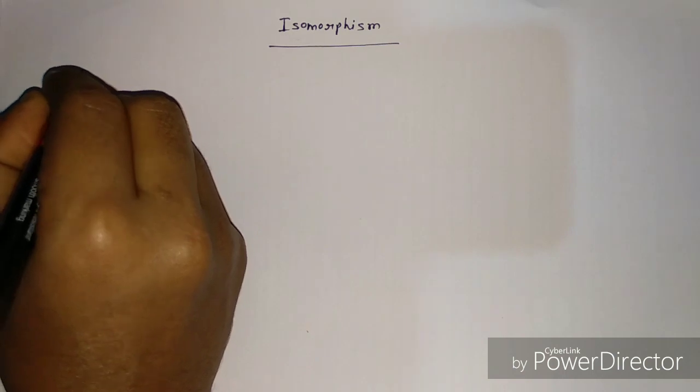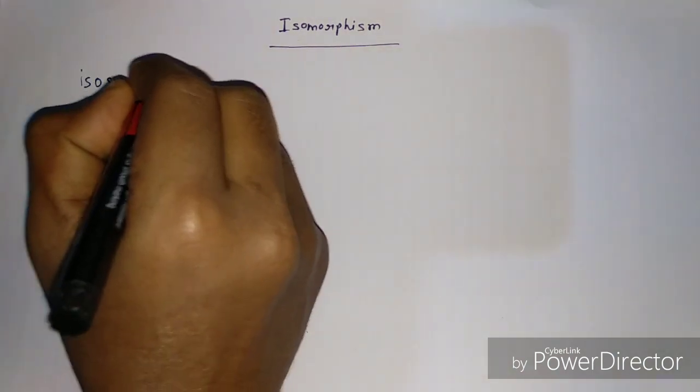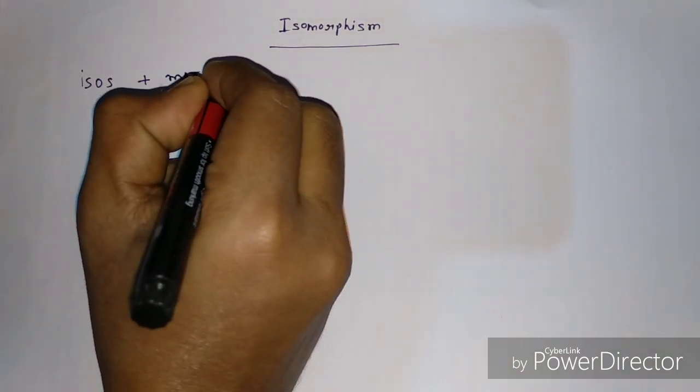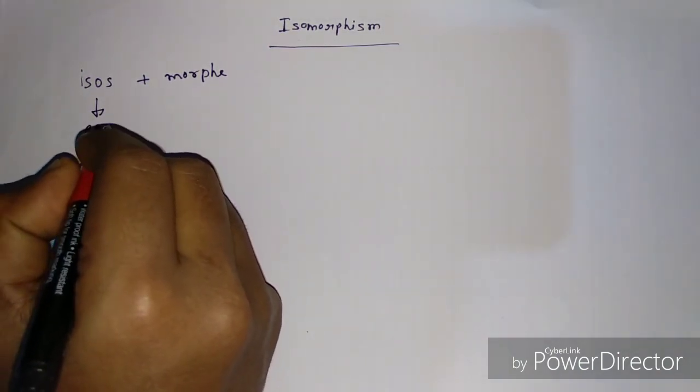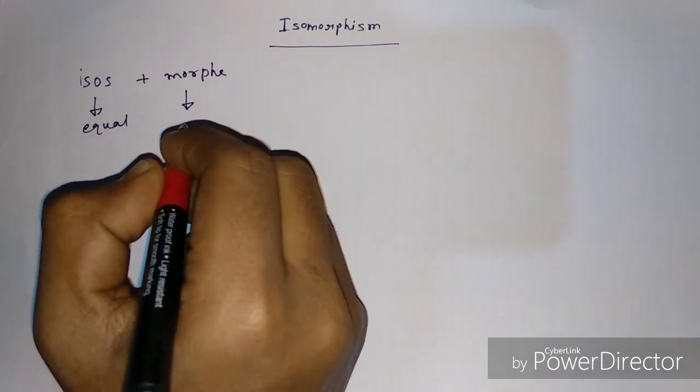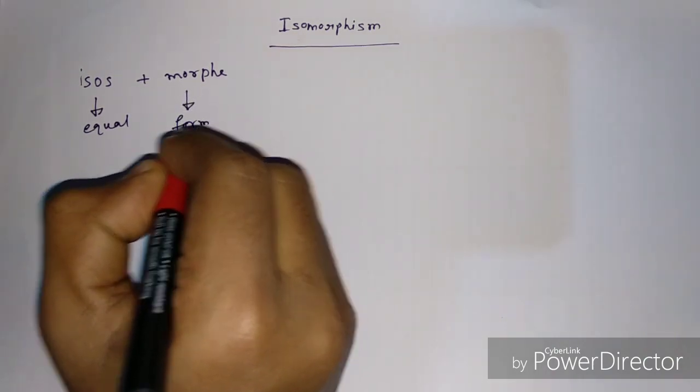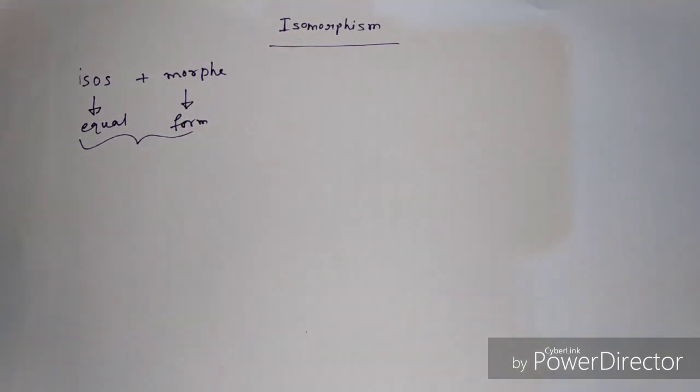In this video, I am going to talk about a new important topic, isomorphism. So what is isomorphism? If we break it, we get iso and morphy. Iso means equal and morphy means form. So what we get is equal form.